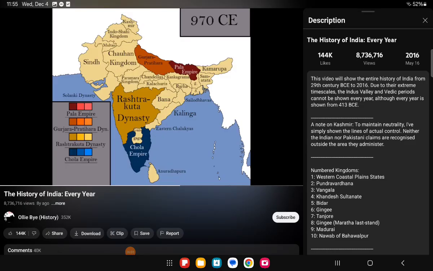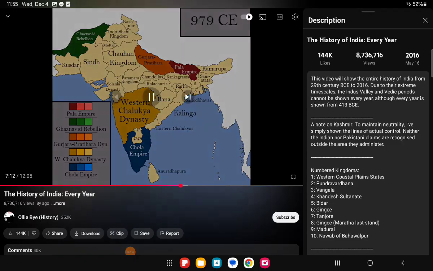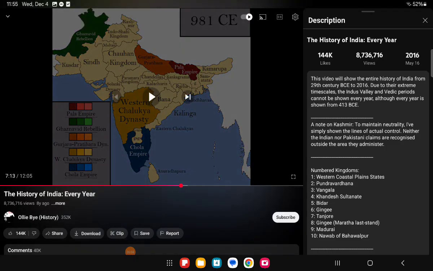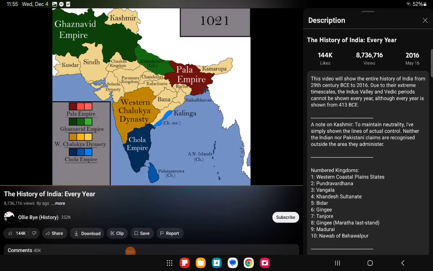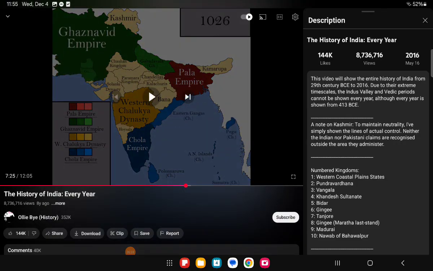And the Gujarat Pratihara is now nowhere near Gujarat. And there's the Ghazni Rebellion. The Ghaznavid Empire. And the Tamils are now occupying Sri Lanka. And these islands. And Kalinga. And they even have territory in eastern Myanmar. And the Ghaznavids are occupying a lot of North India.